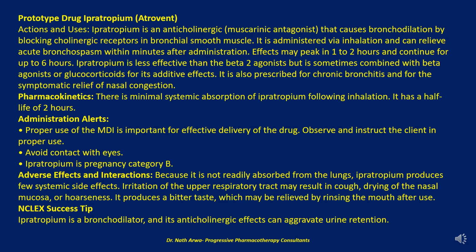Ipratropium is less effective than the beta-2 agonists, but is sometimes combined with beta-agonists or glucocorticoids for its additive effects. It is also prescribed for chronic bronchitis and for the symptomatic relief of nasal congestion. Regarding its pharmacokinetics, there is minimal systemic absorption of ipratropium following inhalation. It has a half-life of 2 hours.